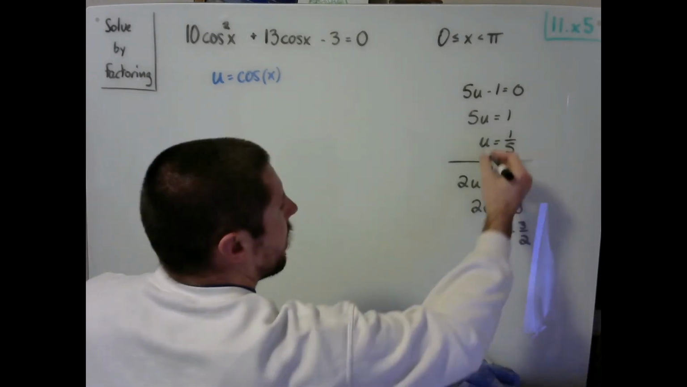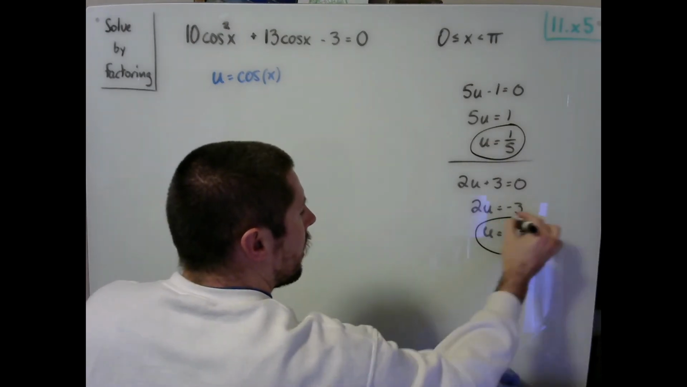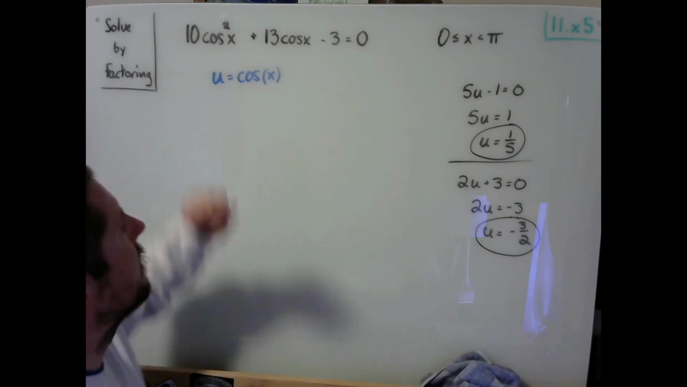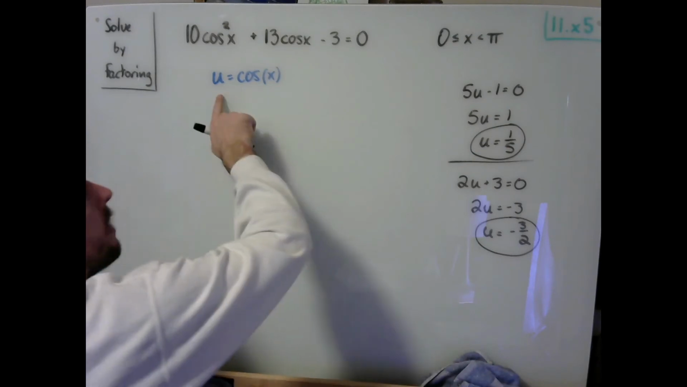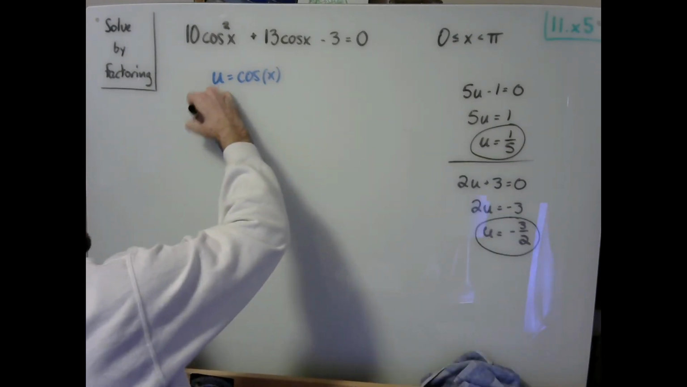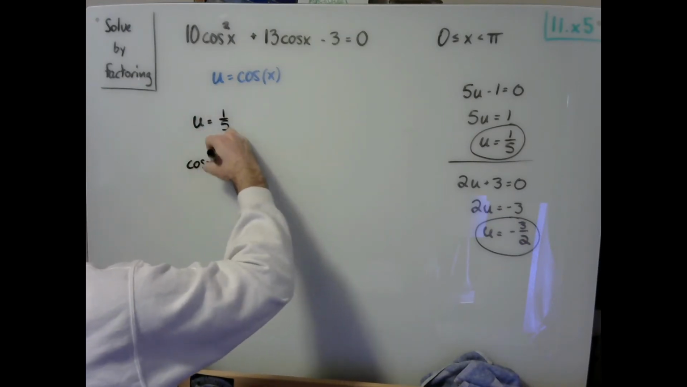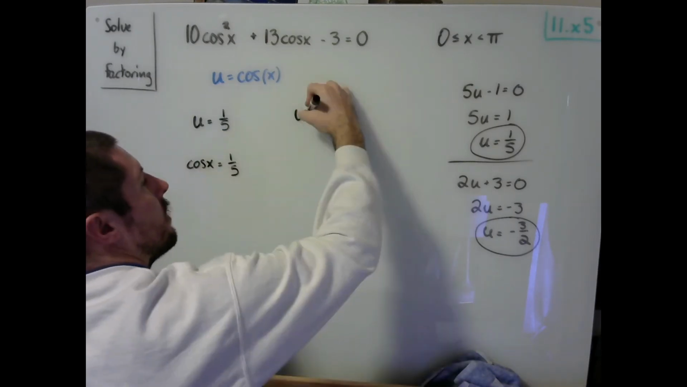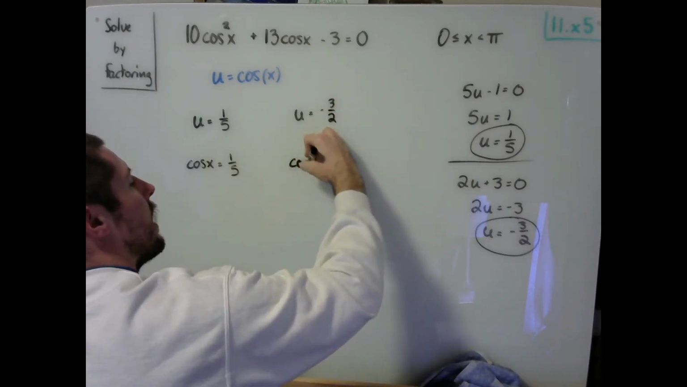So we came up with these two solutions, 1/5 and -3/2. And what we'd like to do is determine not the u values that solve this, but the x values that solve this. Well, what I know is that u is the same thing as cosine of x. So where u equals 1/5, that's the same thing as saying cosine of x equals 1/5. Similarly, I found that u equals -3/2. Well, that's the same thing as just saying cosine of x equals -3/2.